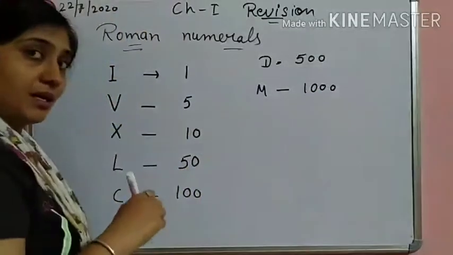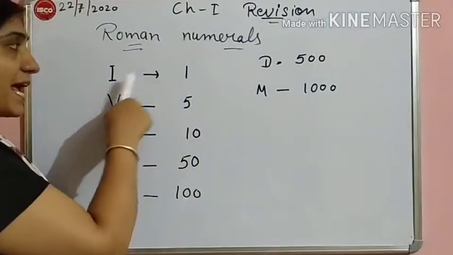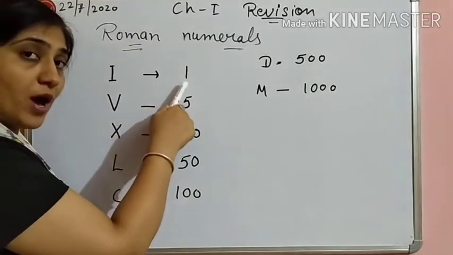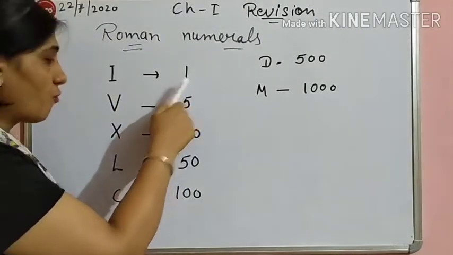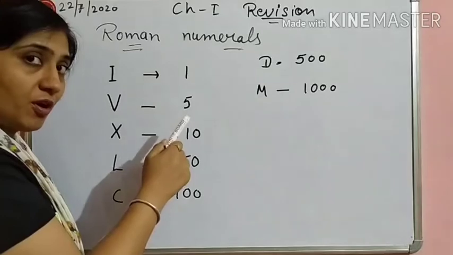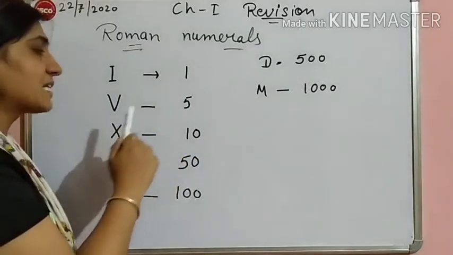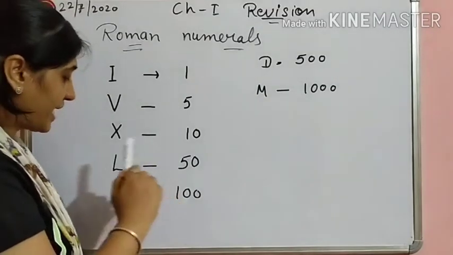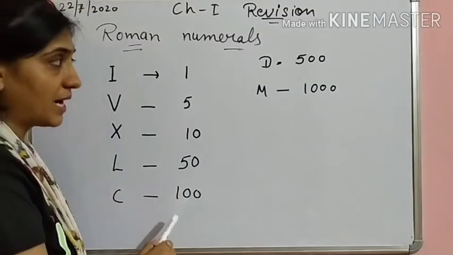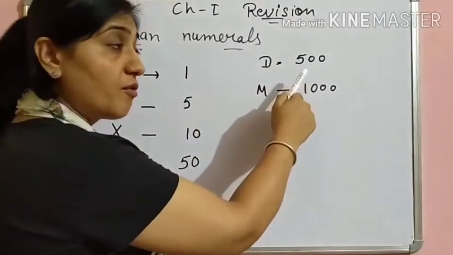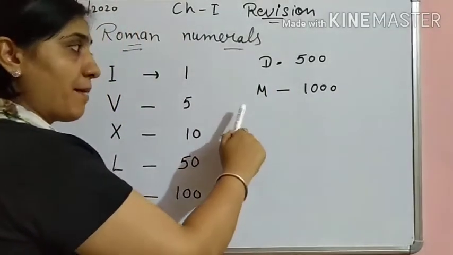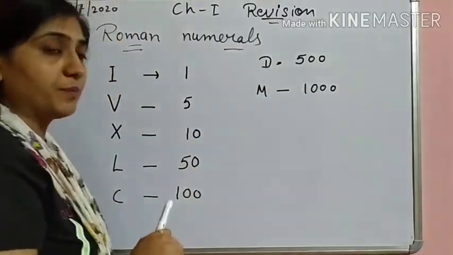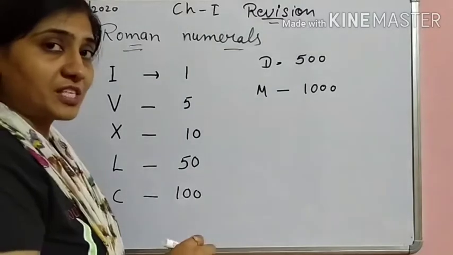Once again, revise with me. I stands for 1. V stands for 5. X stands for 10. L stands for 50. C stands for 100. D stands for 500. And M stands for 1000. And this is our first step.